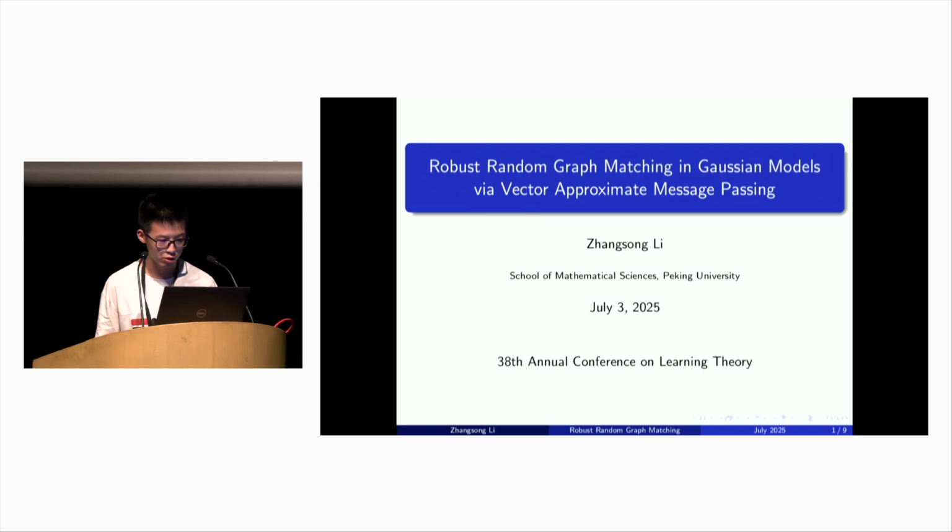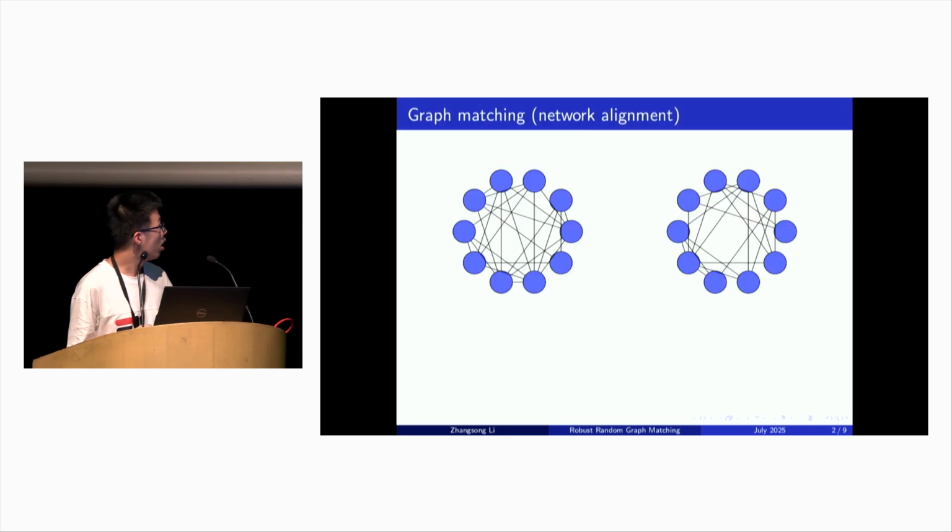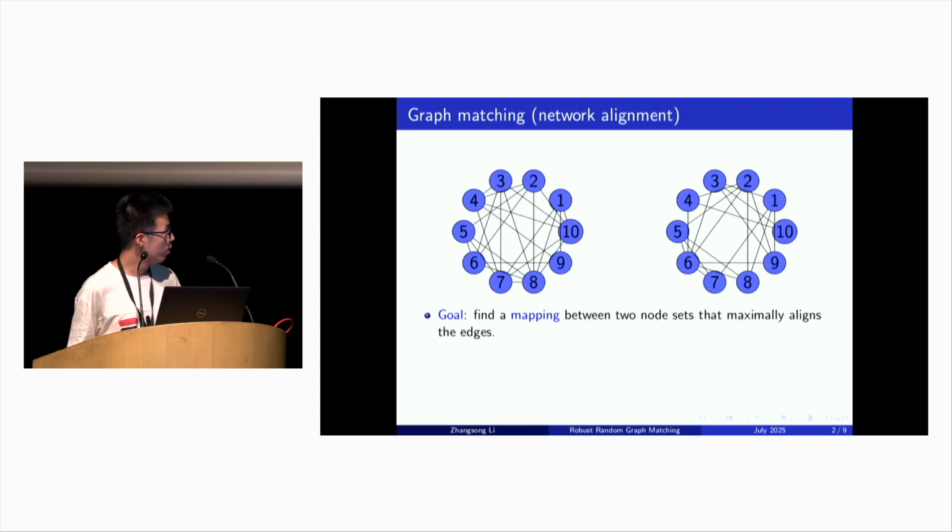Okay, thanks for the introduction, and I will talk about robust random graph matching in Gaussian models via approximate message passing. Here we will focus on the graph matching or graph alignment problem. In this problem, we are given two weighted graphs, each on n vertices, and our goal is to find a mapping between the two node sets that maximally aligns the edges.